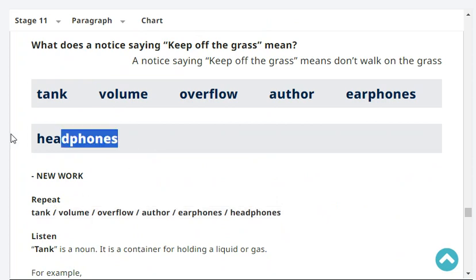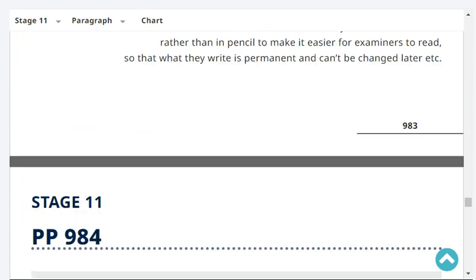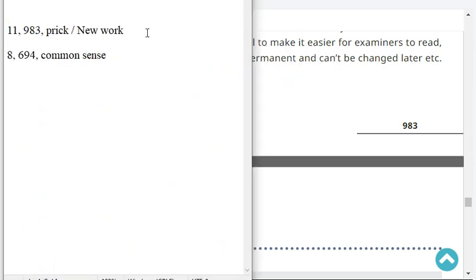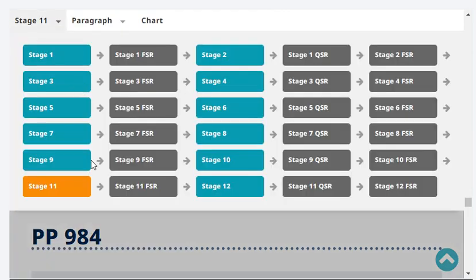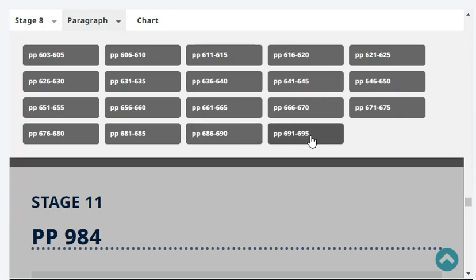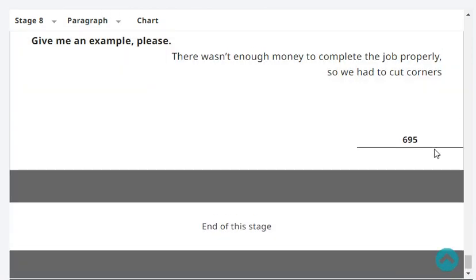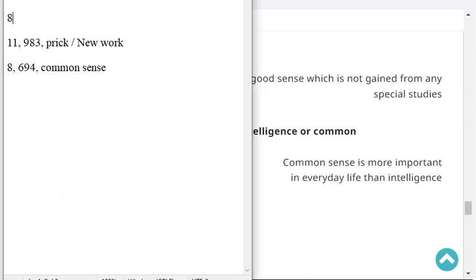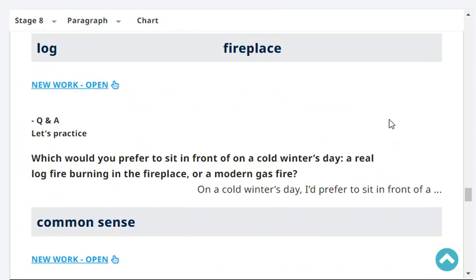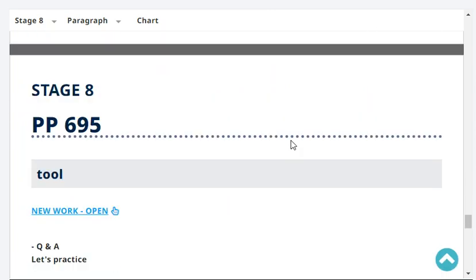Okay, so now let's move on to reading. Our reading is at stage 8, page 694. Okay, last page, almost the last page. Start with the head word. Your last head word was common sense. Okay, start at common sense, page 695. Tool, 25. Tool.